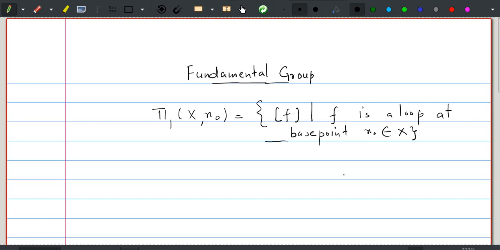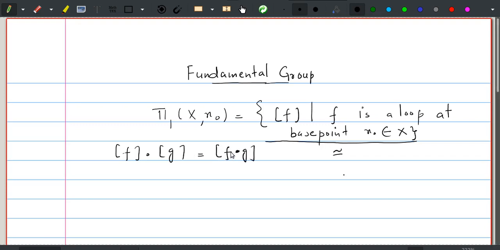If we consider this set up to homotopy, then we claim that this set is a group with respect to the operation. If we take two elements in this set, then the binary operation is defined to be the homotopy class of f dot g. So we are going to prove that this is a group with respect to this binary operation.